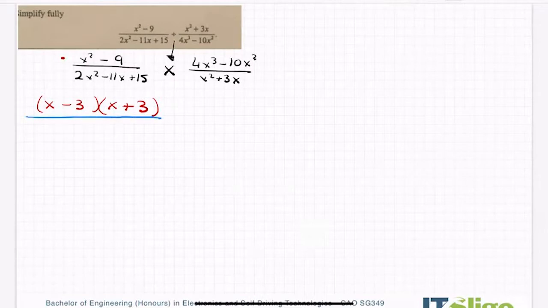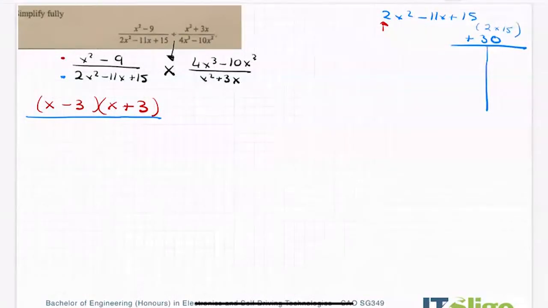So this bottom one down here is the longest one to do. When I'm doing a quadratic that has a number in front of the x squared, like this one does, I don't use 15 as my guide number. Instead, I do 2 times 15. So it's a times c. So I would be getting the factors of plus 30, and plus 30 came from 2 by 15. Okay, so plus 30. I need them to be minus 11.